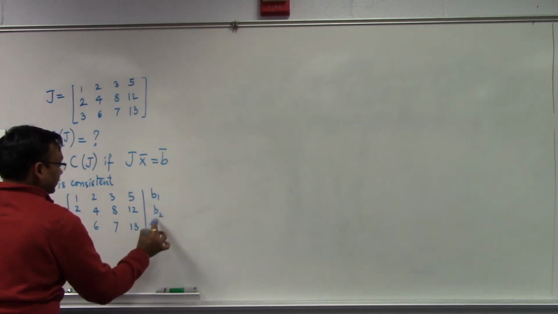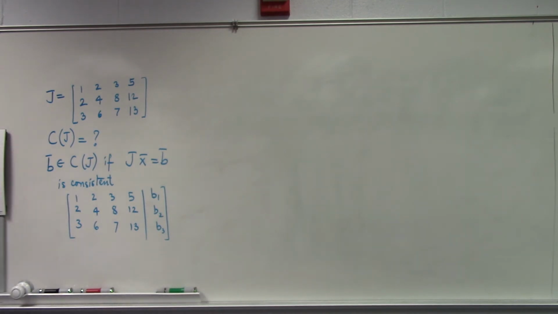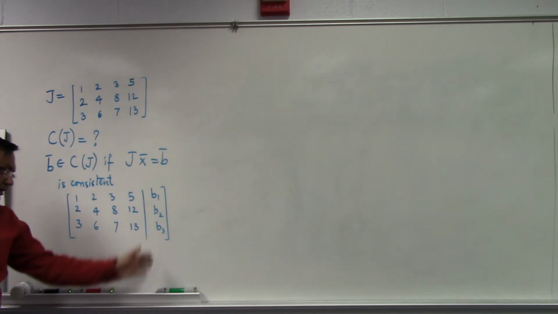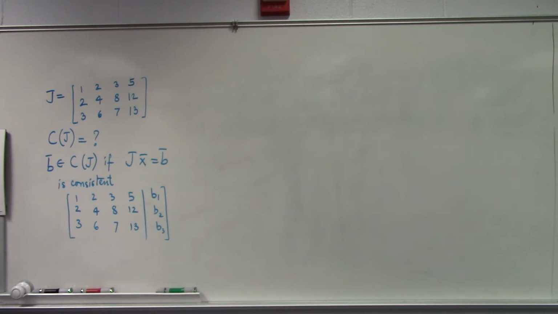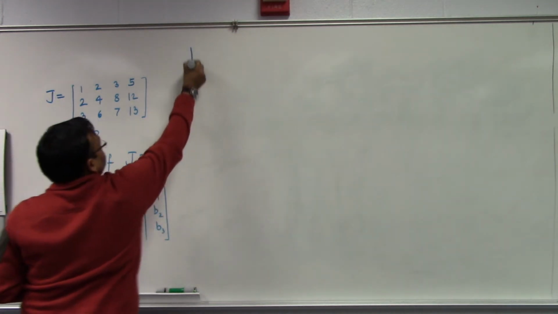So B1, B2, B3, we want to know under what circumstances of B1, B2, B3 would this system be consistent. So if you remember, we have to worry about pivots. A pivot should not come into the right-hand side column. That is all we care about. Apart from that, everything else is fine. So let's try to do the row reduction and see what happens.